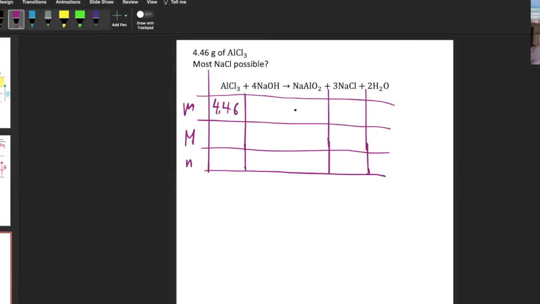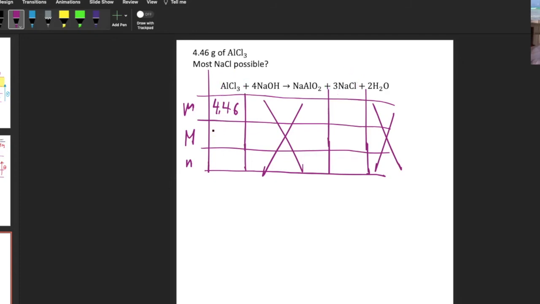4.46. This stuff I don't care about, and this stuff I don't care about. It's already balanced, so I'm not going to balance it because they balanced it for you. I need the molar masses of these. Can you give me the molar masses of these, please?